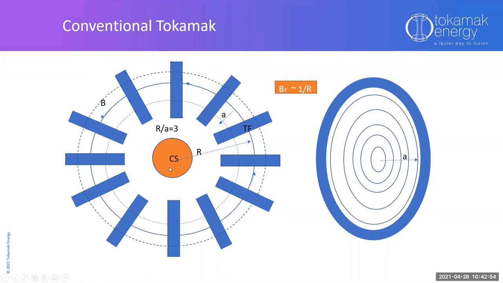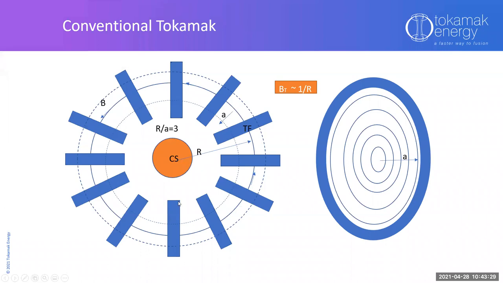If you remember the picture of Tor Supra, you have toroidal field coils seen from the top, and then a central solenoid, which drives the plasma current by ramping up the central solenoid current. And so here the main parameters are the major radius of the plasma and the minor radius of the plasma, which I indicated as a capital R and small r.